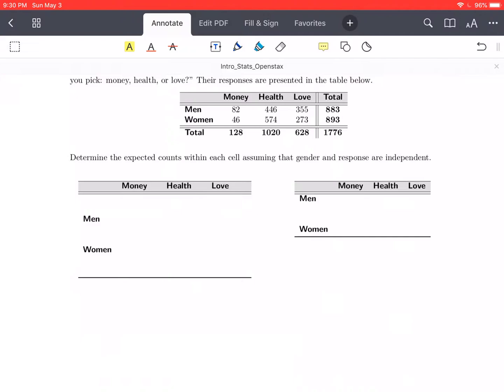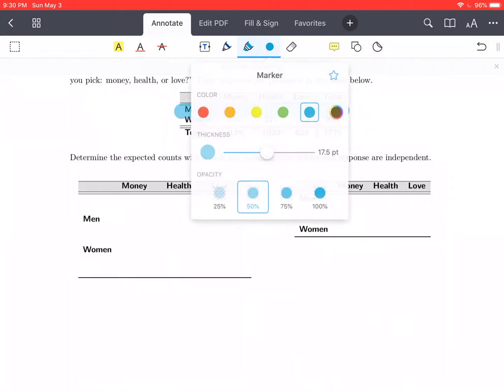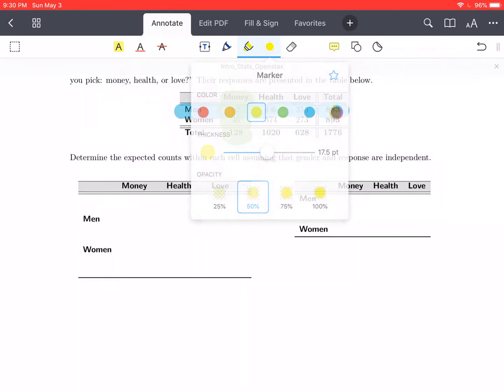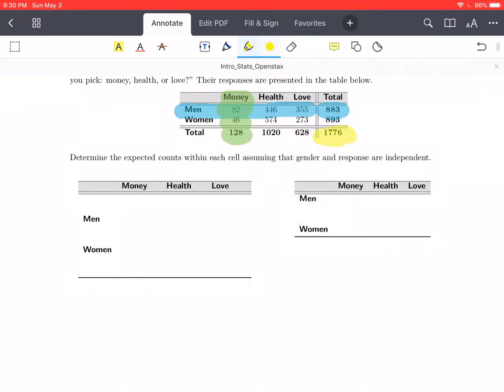The row total is just the sum of all of the terms across a row, which the table also gives to us. The column total is just going down the column. And the table total, which the table also gives us, is the sum of all the values in the entire table, the 1776 down here. We take those values, do the appropriate multiplication and division, and that gives us the values we need.